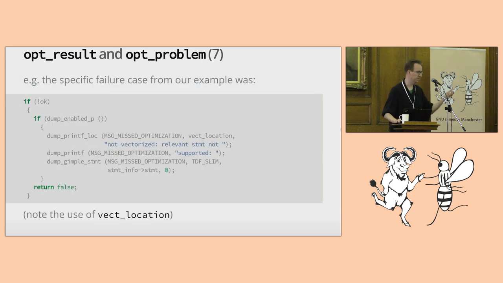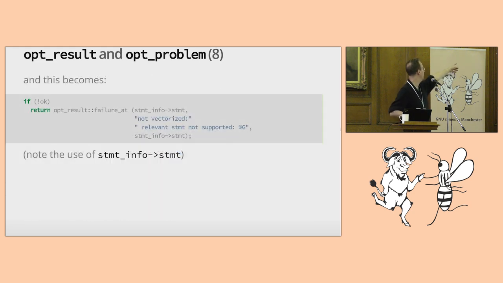And yeah, so the specific example that we've been working through, that demo.cc, was coming from this code: not vectorized, unsupported statement, and so on. You'll see that it's using, like everything else, vec location, returning false. In this brave new world, it might be opt result failure at, and here we're actually passing in the statement. That then becomes a dump location, and in particular it captures the source location of the problematic construct. In fact, it's being used twice, once to get the location information and once for the formatting. And that is basically a return false, and hopefully we can have minimal overhead for passing in the strings, with the formatting only happening if dumping is enabled.